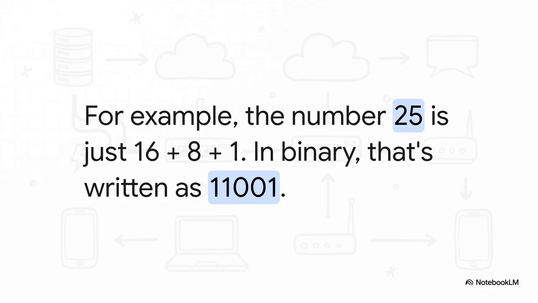Let's take the number 25, for example. We just need to flip on the switches for the number 16, the number 8, and the number 1. See? We put a 1 in those spots, a 0 everywhere else, and that's it. Every single number has its own unique binary fingerprint.